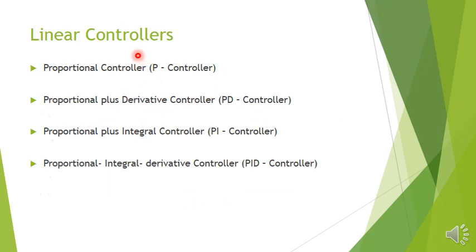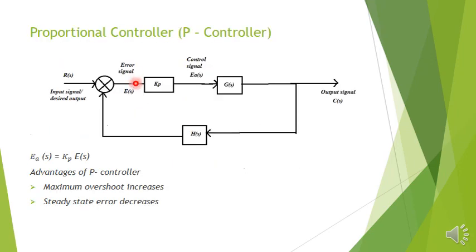There are linear controllers as well as non-linear controllers, and many controllers exist in control engineering. But in this session, we will concentrate on linear controllers, and in that particularly the proportional controller, or P controller, proportional plus derivative controller, or PD controller, proportional plus integral controller, or PI controller, and proportional integral derivative controller, or PID controller. So in this session, we will concentrate on these four kinds of controllers one by one. First we will concentrate on the proportional controller, the P controller.